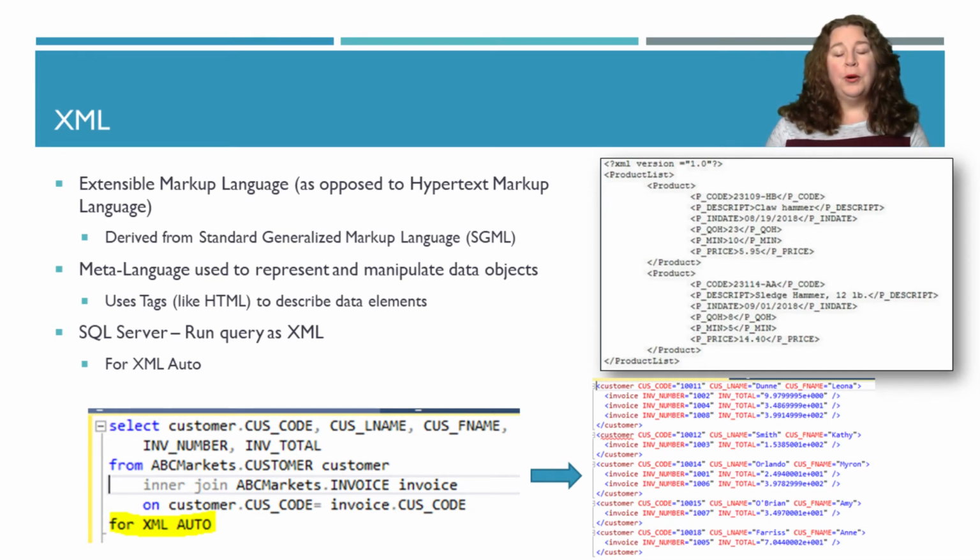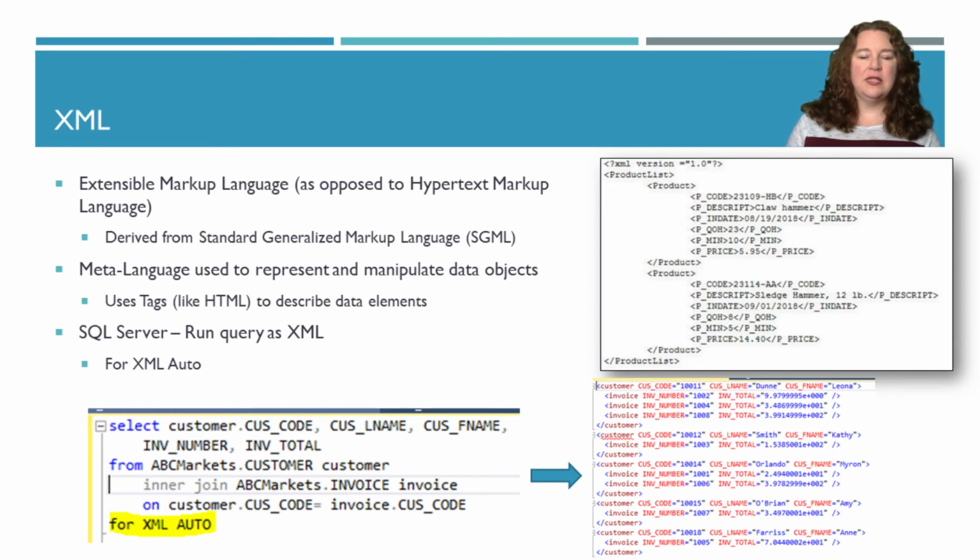Now the AUTO part determines how much information we put in as far as the object and schema names. Auto does it automatically and tries to make it as nice as possible. In this case, I have named my customer table customer and my invoice table invoice. If I had named them C and I, which I tend to do when I'm being lazy, the objects in XML would also be C and I. So you have to be careful about how you name those.